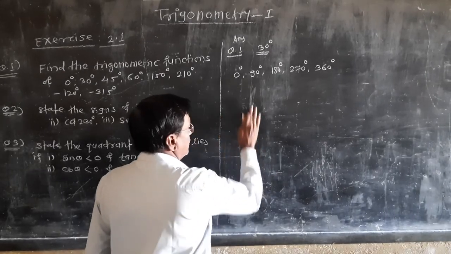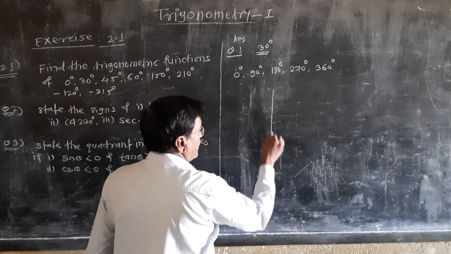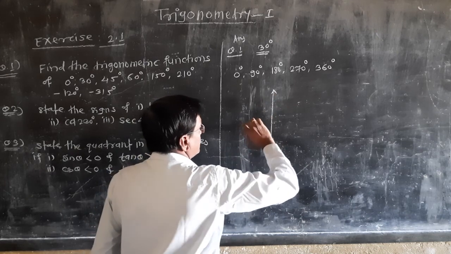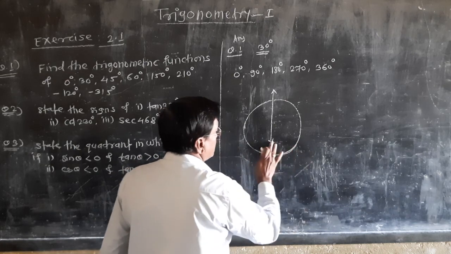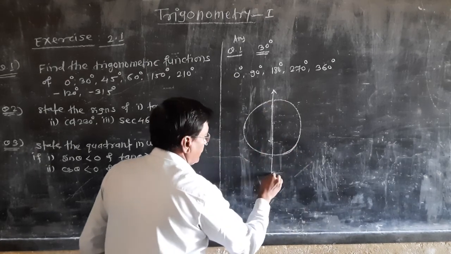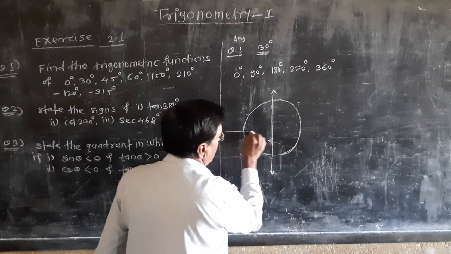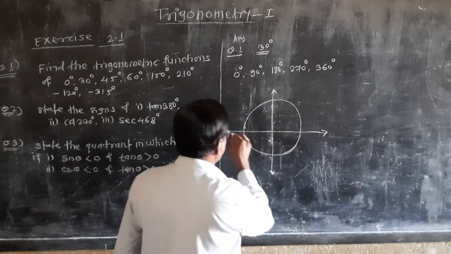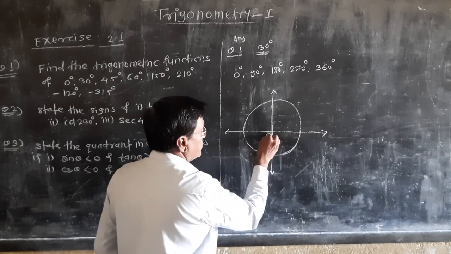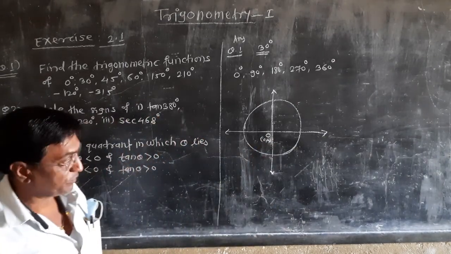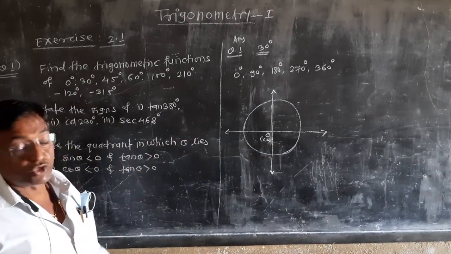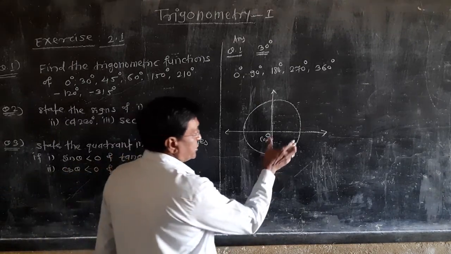You know that suppose this is the coordinate axis, this is the x axis and y axis. I will draw a circle here. This is the y axis and this is the x axis. And this circle is now a standard circle, so its center will be 0, 0. And now this circle will be the unit circle. Unit circle means its radius will be 1.